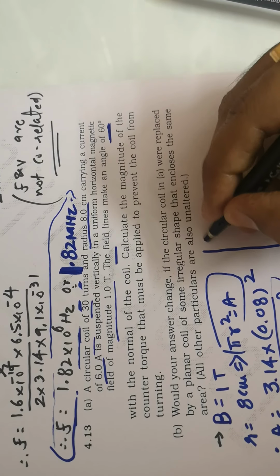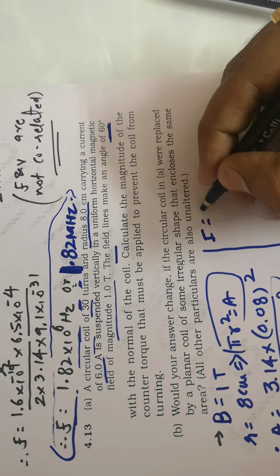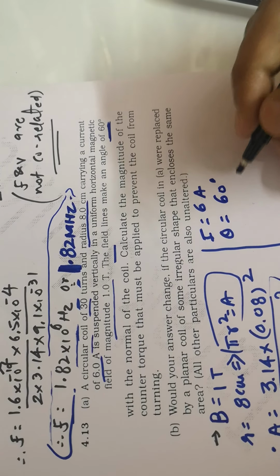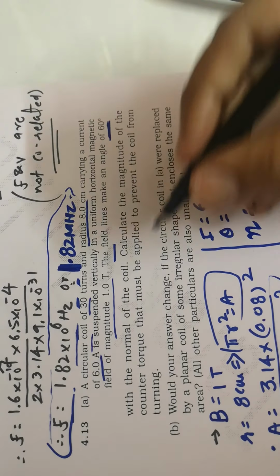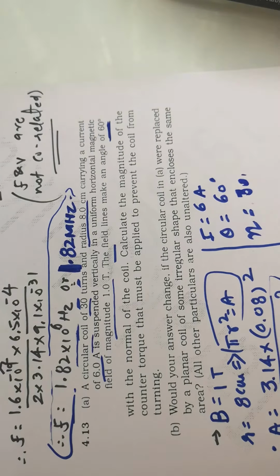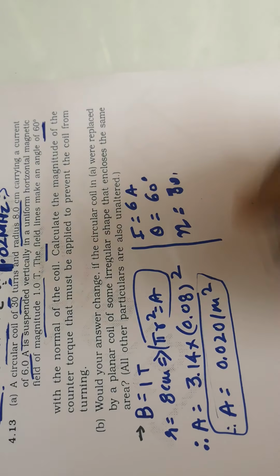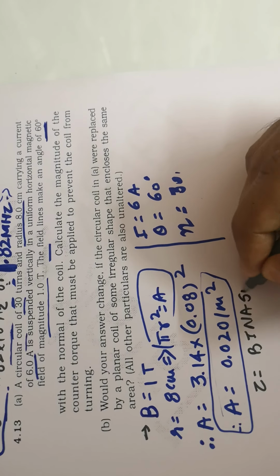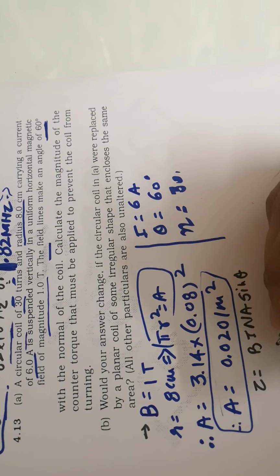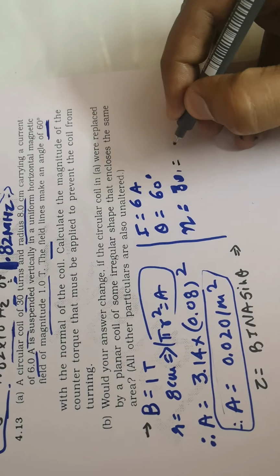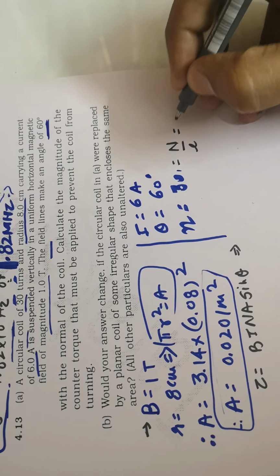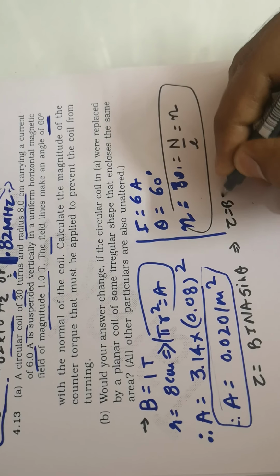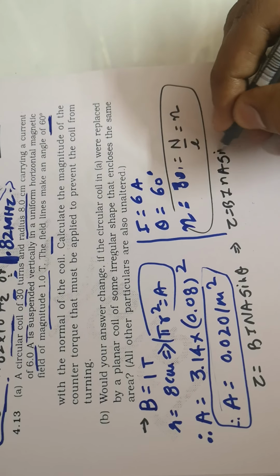My theta and current: the current mentioned to me is 6.0 ampere, means 6 amperes. Theta mentioned to me is 60 degree, and the number of turns they have mentioned is 30. So all data is in front of me. I use all this data and find that tau is equal to N I A B sine theta. Here I don't have N by L, so I directly use small n. So tau is equal to B I n A sine theta.